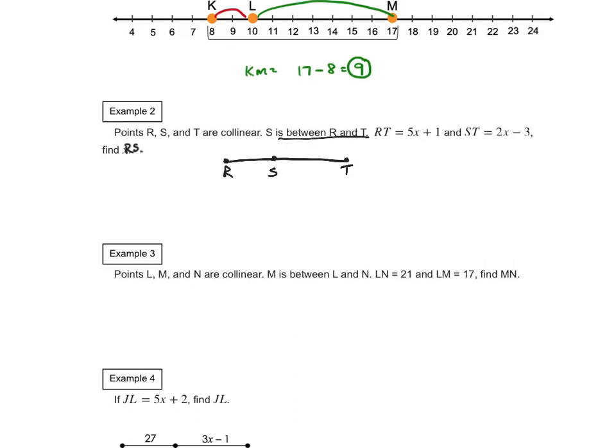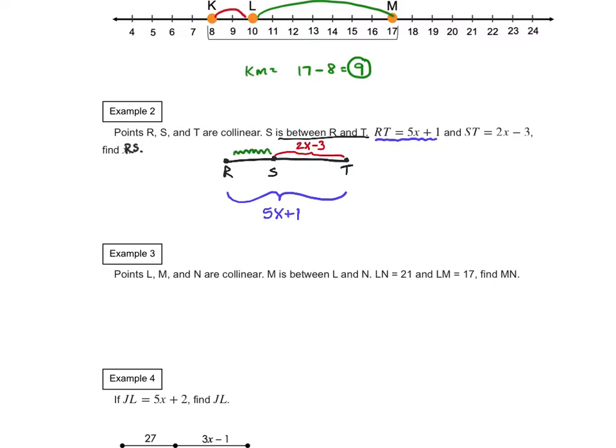And it tells me that RT, this entire length, is going to be 5x plus 1. I think I just said 5x plus 5, my bad. 5x plus 1, right? RT. And then it tells me that ST, this distance right here, is going to be 2x minus 3. And it wants me to find the missing value right here.